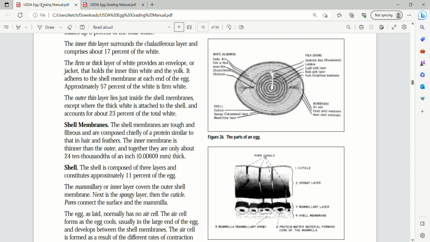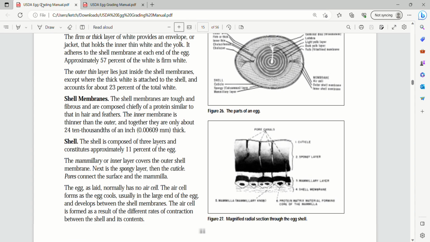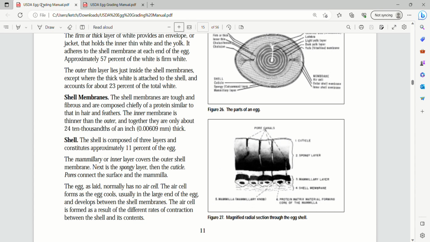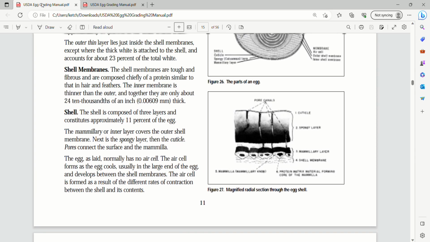The egg as laid normally has no air cell. The air cell forms as the egg cools, usually in the large end of the egg, and develops between the shell membranes. The air cell is formed as a result of the different rates of contraction between the shell and its contents.